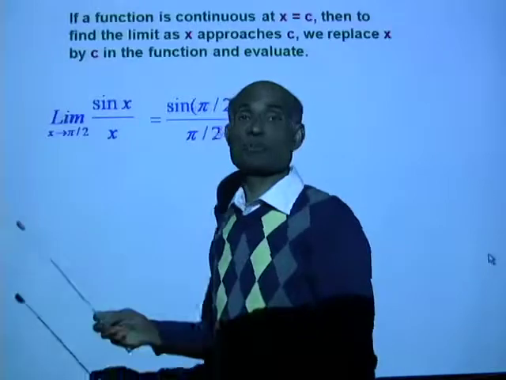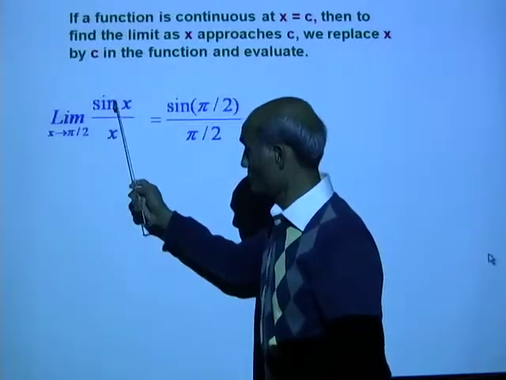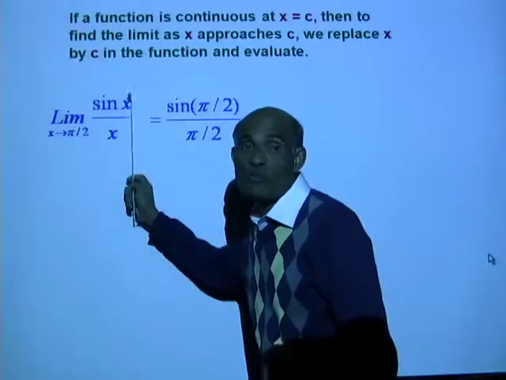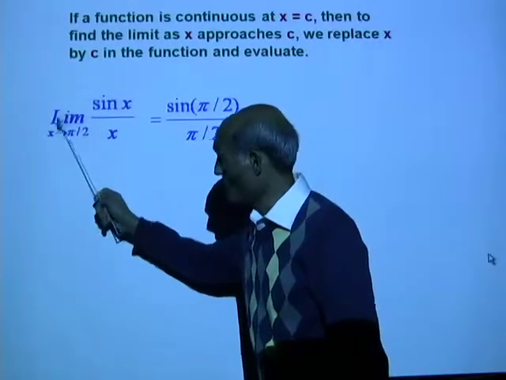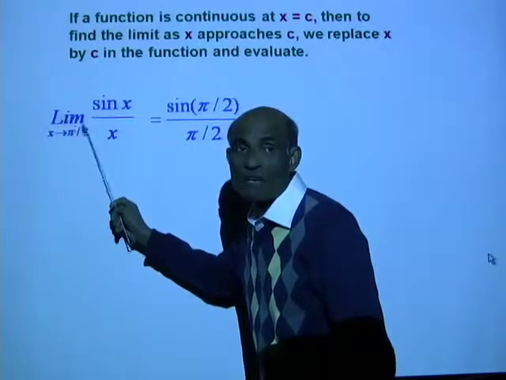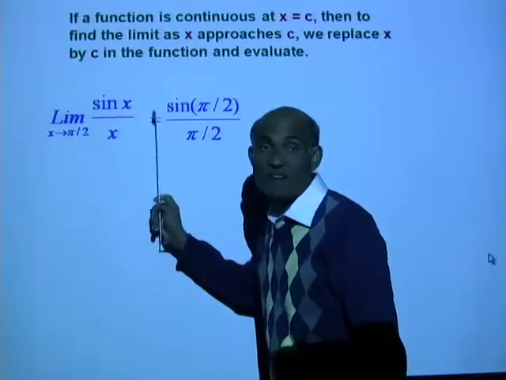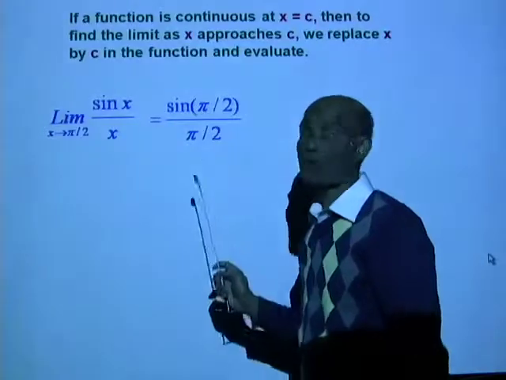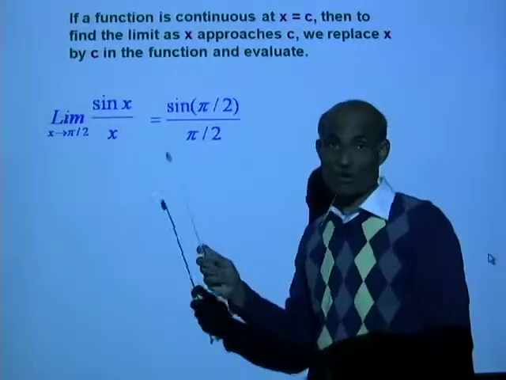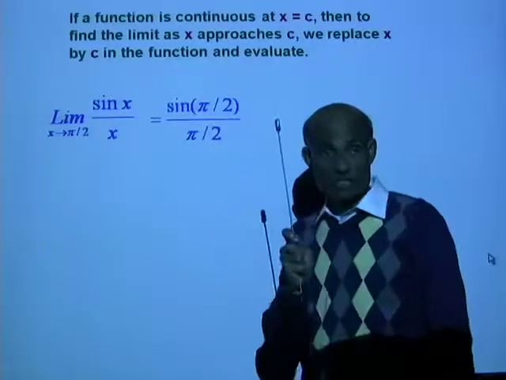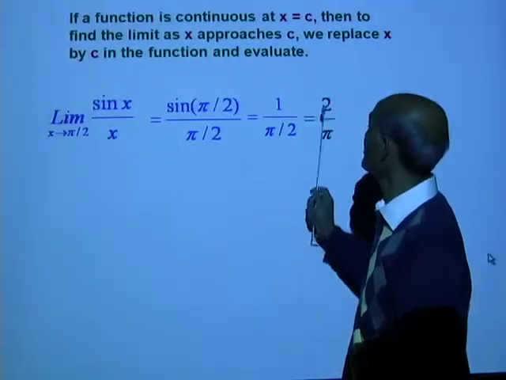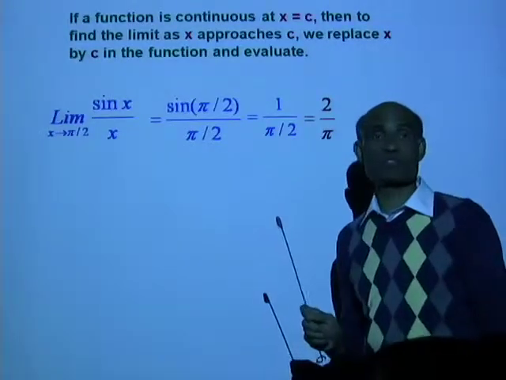So what we are doing is finding the limiting value of this function when x approaches this c. This is our c. We replace x by this c value. That will be sine of pi by 2 divided by pi by 2. And you should know that sine of pi by 2 is 1. So that will be 1 over pi by 2. That is 2 by pi.